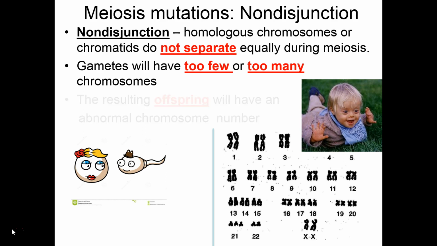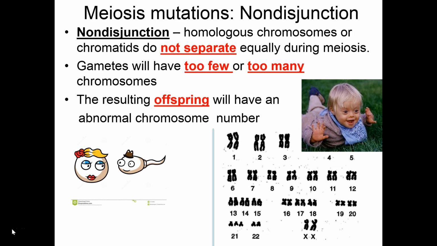The resulting offspring will have an abnormal chromosome number because if an egg cell that has one extra chromosome in it gets fertilized by a sperm cell with a regular number, you're going to see that the number in the end would be different. So if our egg cell had 24, so that's an extra one, and our sperm cell had 23, then we'd end up with 47 in our offspring.